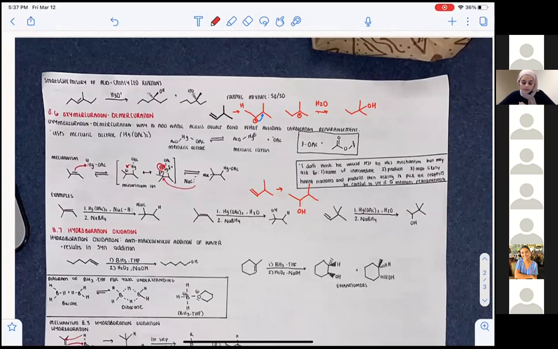Okay. But it does say to avoid carbocation rearrangement. So I'm guessing that's what the product over here looks like, what's happening too. Cool. Okay, that makes a bit more sense.